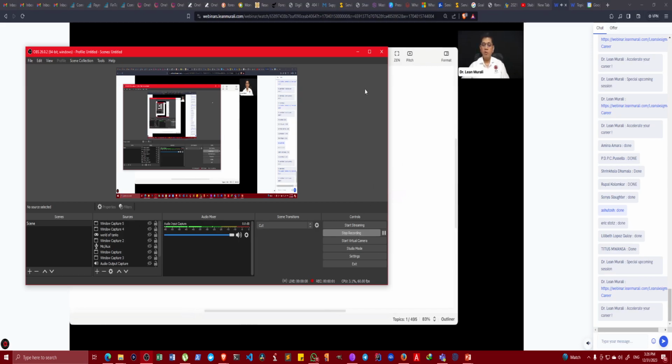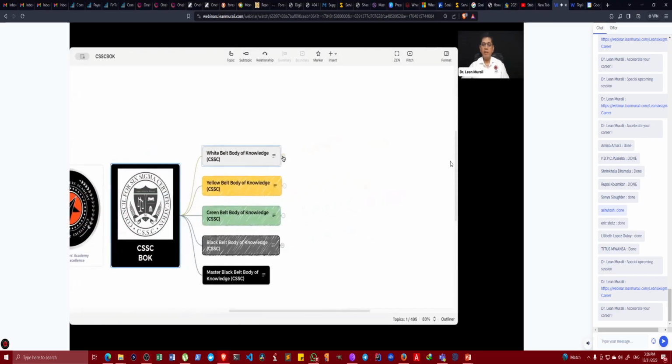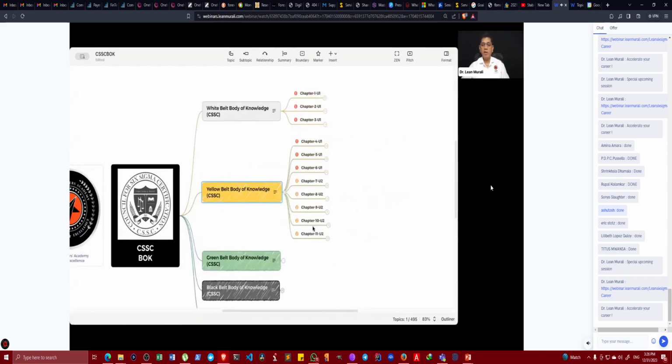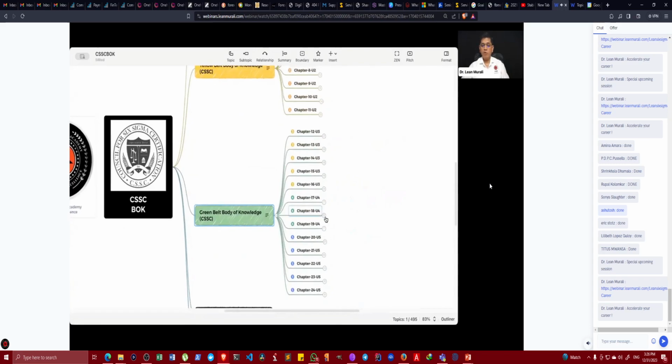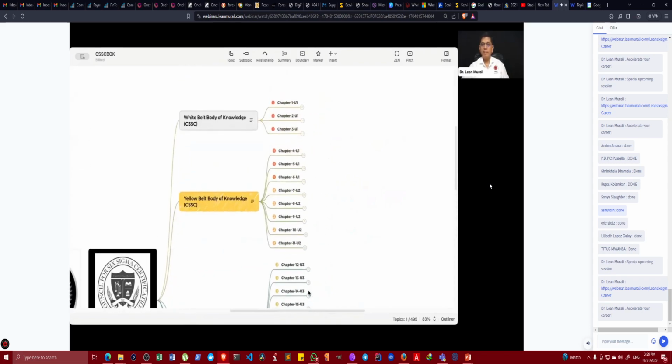take you from white belt to yellow belt to green belt. In white belt, it is divided into a few chapters. In yellow belt, it's divided into a few chapters. And green belt, it's divided into a few chapters. I'm going to cover up to chapter 24, okay?